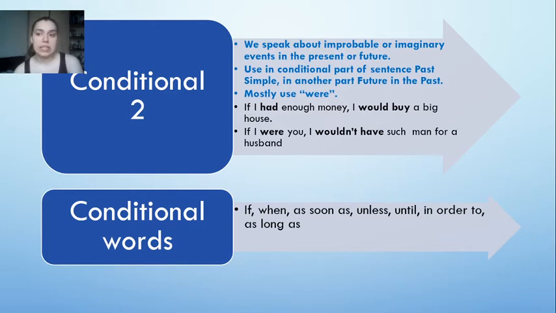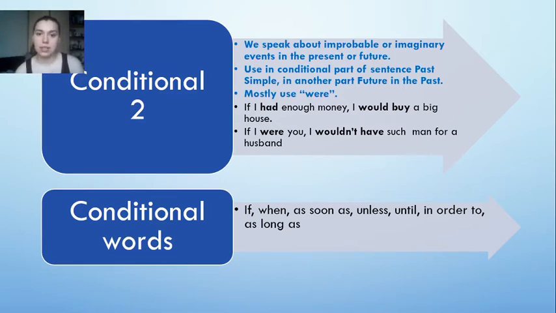So the next one is a special example with were. It's, if I were you, I wouldn't have such a man for a husband. Pay attention, according to what we are speaking about above, it's about were, yeah, we use it here. And in Ukrainian the translation will be: якби я була тобою, я б ніколи не мала такого чоловіка за чоловіка. That person, yeah? As a husband.